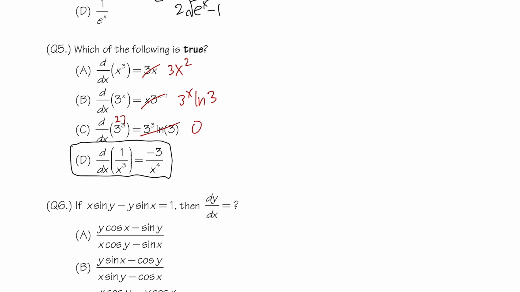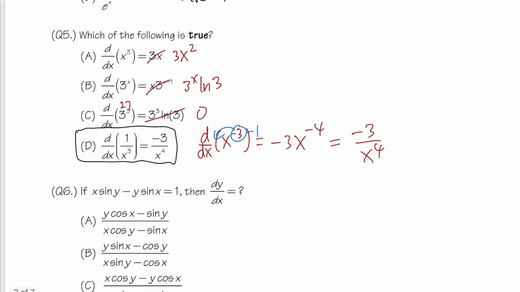And now, why is this correct? Because we can look at the derivative of 1 over x cubed as x to the negative 3, and we can put the power to the front, and then minus 1, and we get negative 3 x to the negative 4. This thing can go to the denominator, so we have negative 3 over x to the 4th power. That's why this is correct.